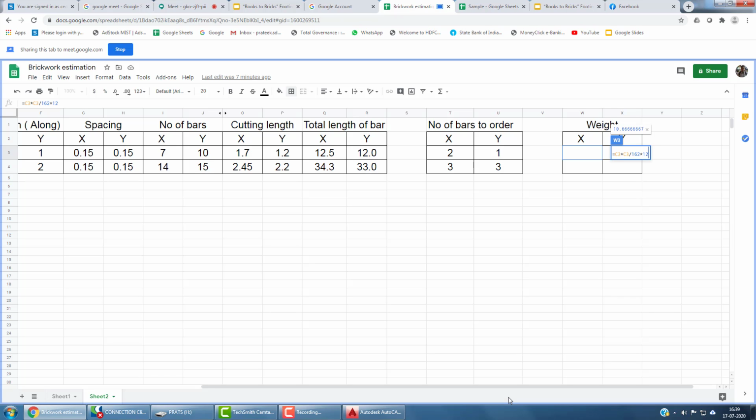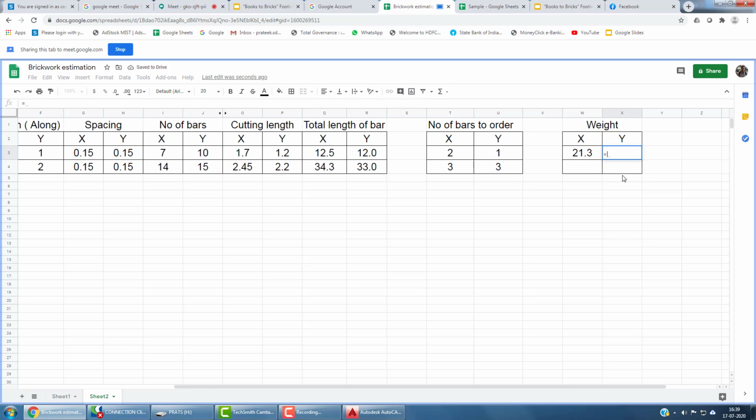And how many bars do I need? I need 2 bars, correct? So the weight is 21.33. Is it clear, guys? I'll do it for y also, please look out.